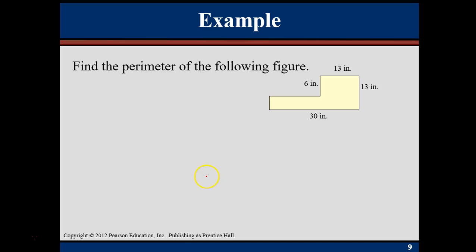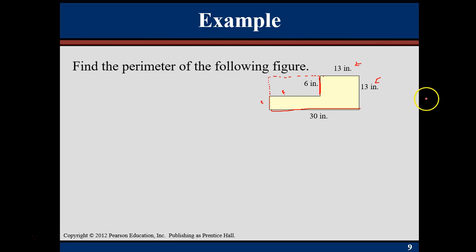Sometimes they give you a figure and not all of the sides are labeled, and it's not a normal figure. It's not a rectangle or a square. You can see I have a 6 here, and I have a 30 here. Then these two are both 13, but I don't have anything here, and I don't have anything here. If you think about extending this side, and then that top piece, then I would have a rectangle.